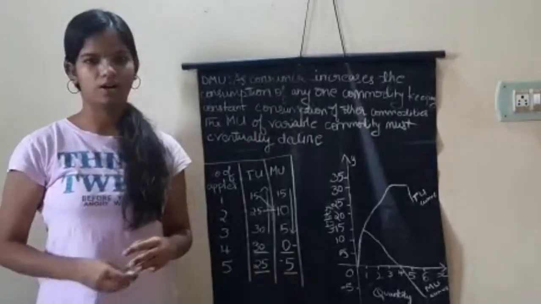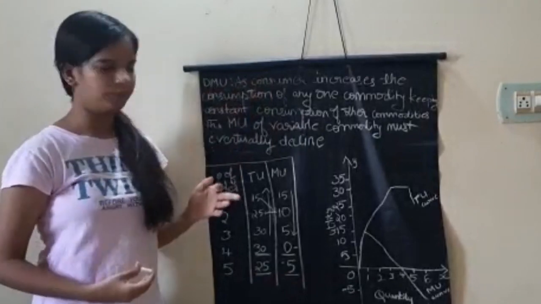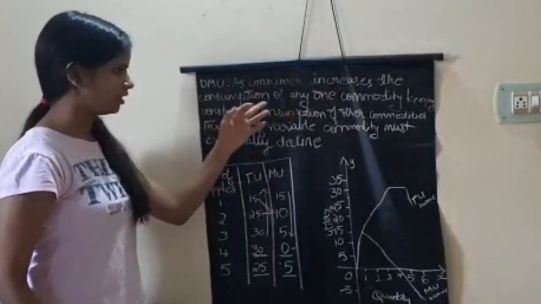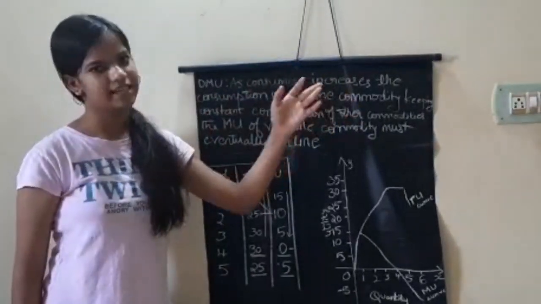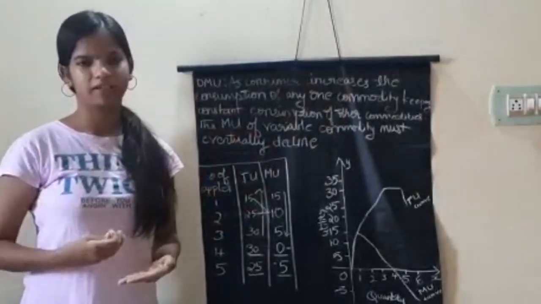So here the law has clearly told us that as the consumer, our consumer Anu, kept increasing the consumption of any one commodity, that commodity being apple, her marginal utility kept declining.